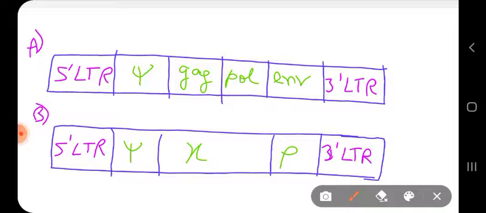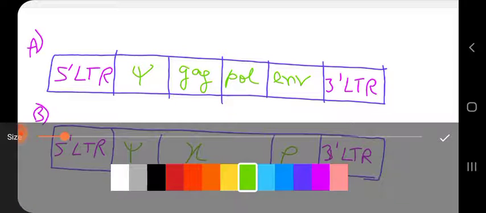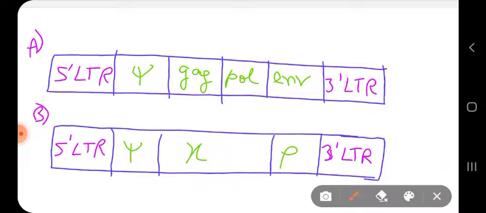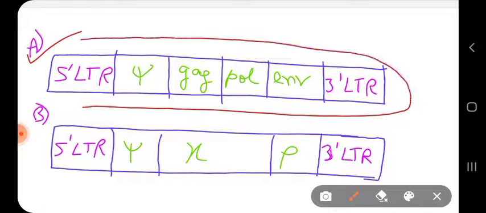So the figure that you can see here is the typical genetic map of a retrovirus. Normally, a retrovirus consists of this type of genes.